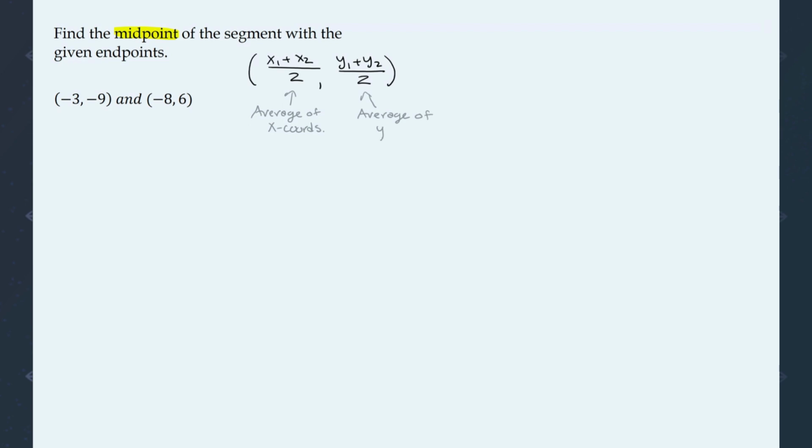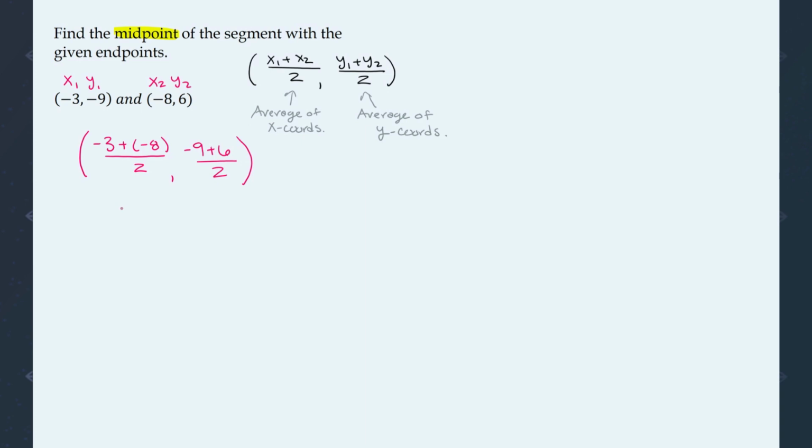I have a couple strategies here for you. Label your coordinates. It does not matter which one is considered your first point or your second point. Just label them so when you plug them in, you don't mix and match. We're going to plug it into our equation. So -3 plus a -8 divided by 2, -9 plus 6 divided by 2.